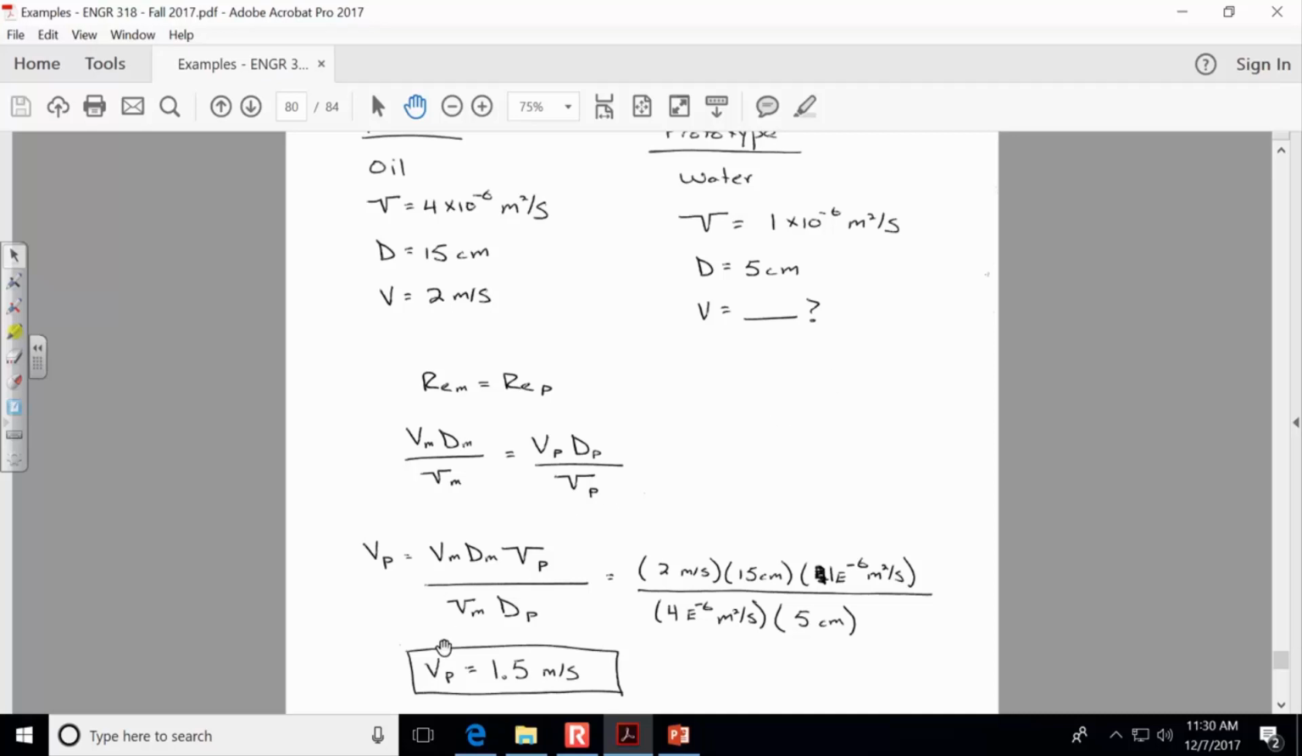And so it turns out that the water should be flowing at 1.5 meters per second. Because although the water pipeline is smaller, the water has a much lower viscosity than the oil viscosity.